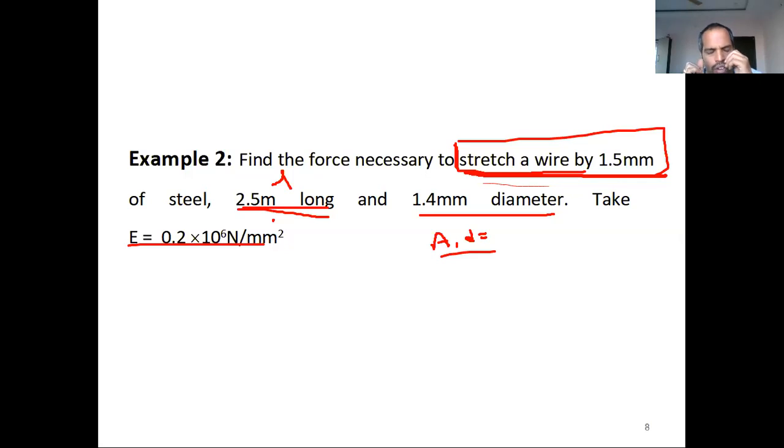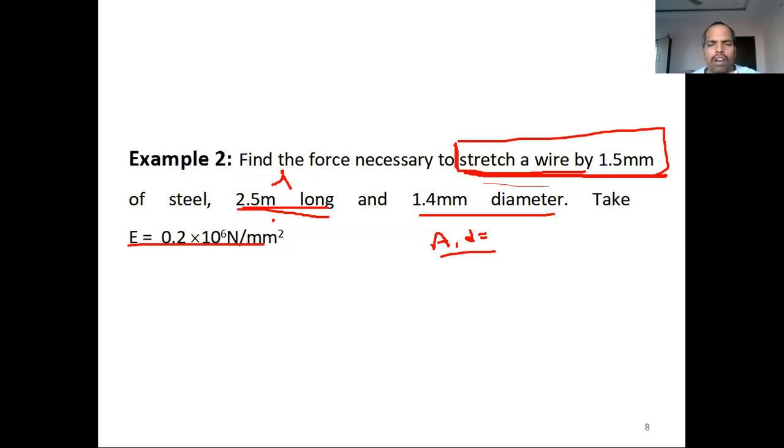So in this question, how much force is required to stretch a wire, not a bar, a wire, by 1.5 mm, of length 2.5 meters and diameter 1.4 mm? If you want to stretch it by 1.5 mm, what is the load required? That's the question. Young's modulus is given. So how to calculate?